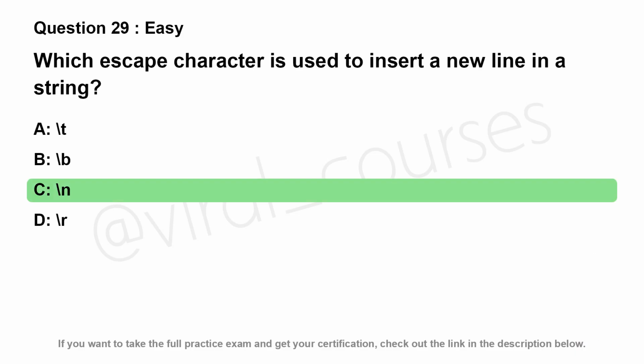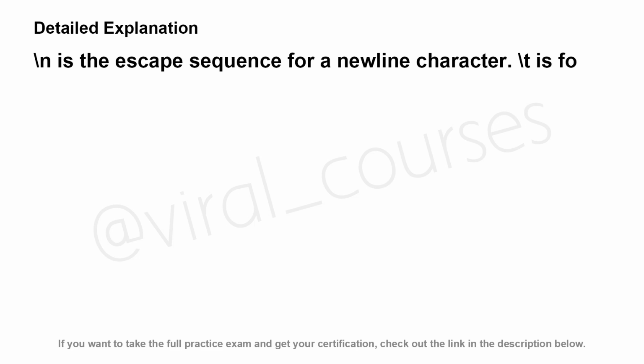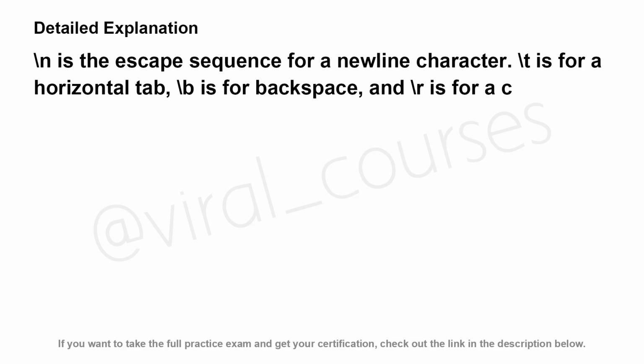The correct answer is C. \n is the escape sequence for a newline character. \t is for a horizontal tab. \b is for backspace. And \r is for a carriage return.